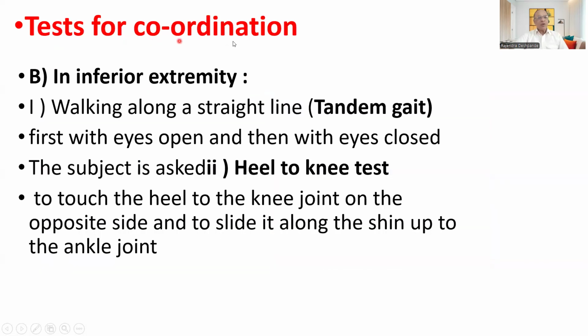Now, tests for coordination in the inferior extremity. The first test is walking along a straight line. The name is tandem gait.